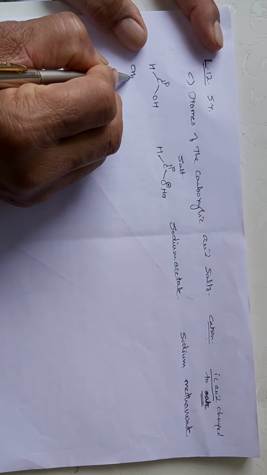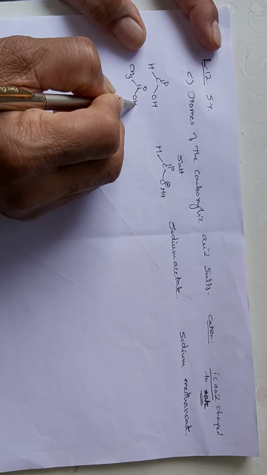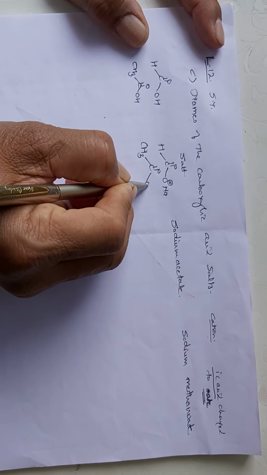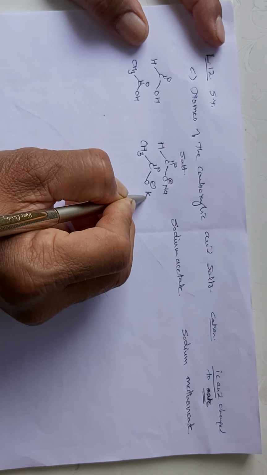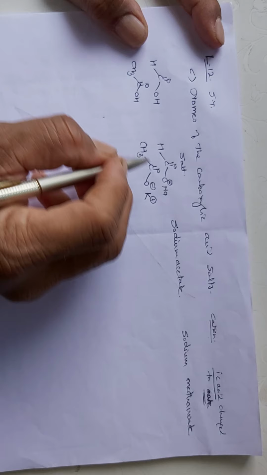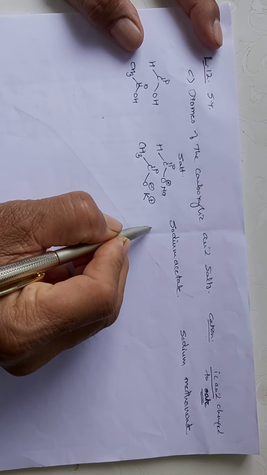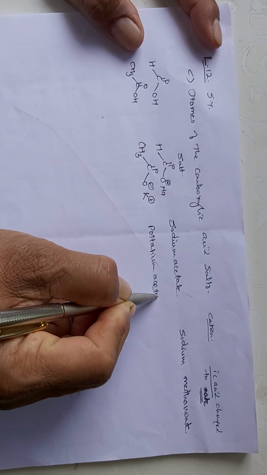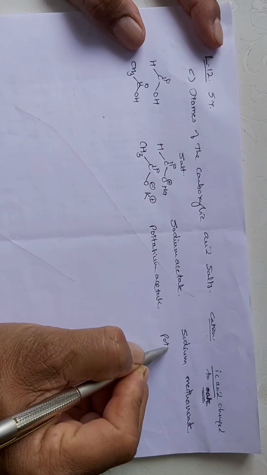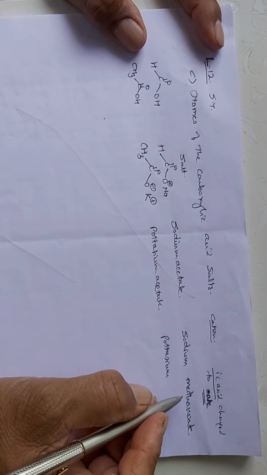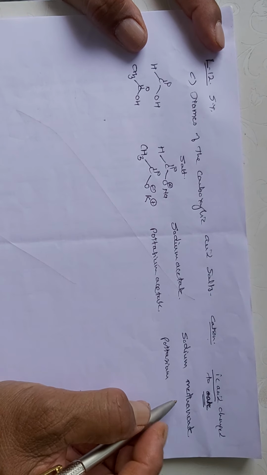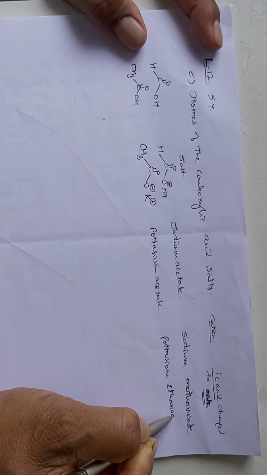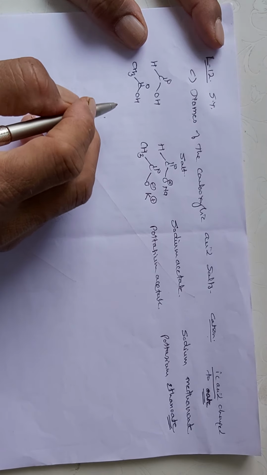Then another example is acetic acid, CH3COO minus. If potassium hydroxide is allowed to react with acetic acid, it gives potassium acetate. Here there are two carbon atoms, so it is the derivative of ethanoic acid, and the name is potassium ethanoate. So ic acid is replaced by ate.